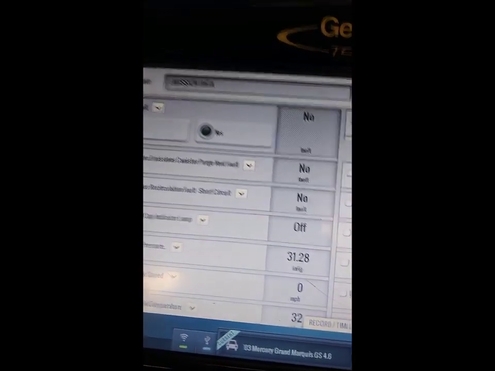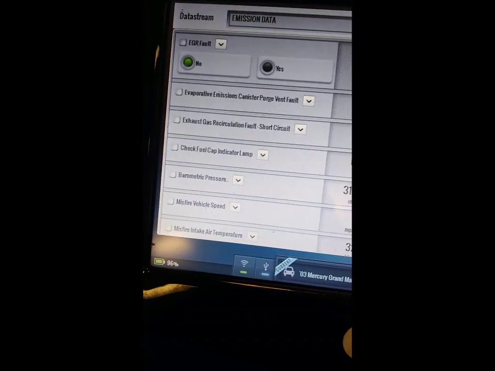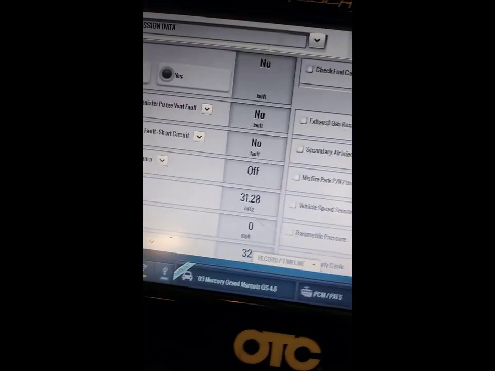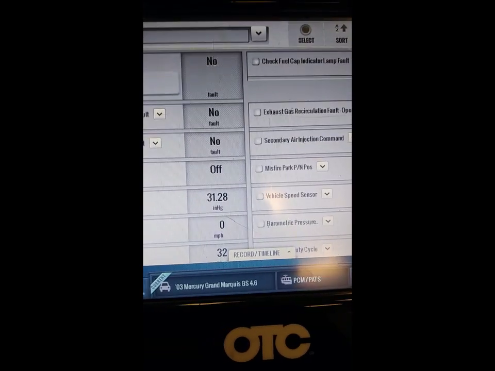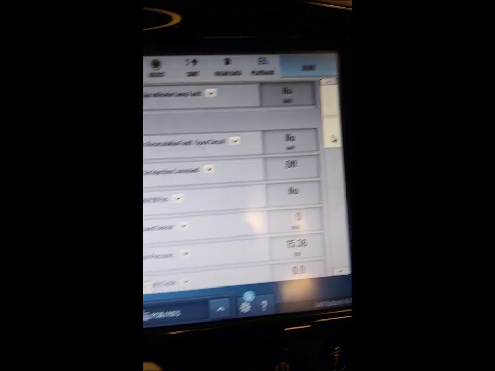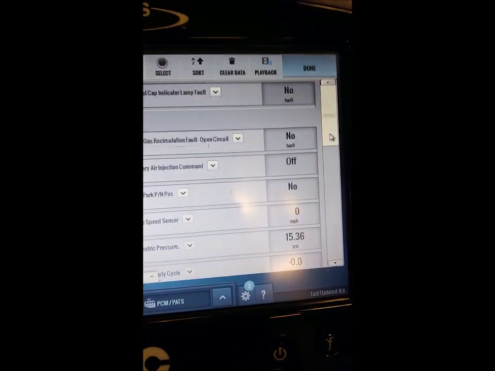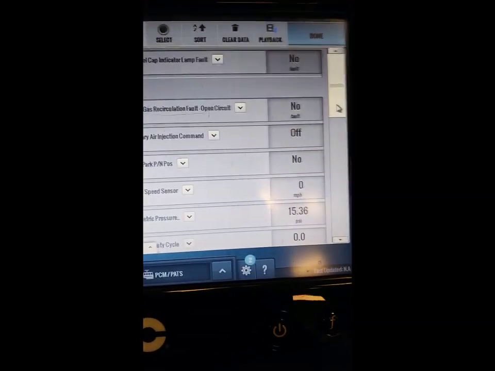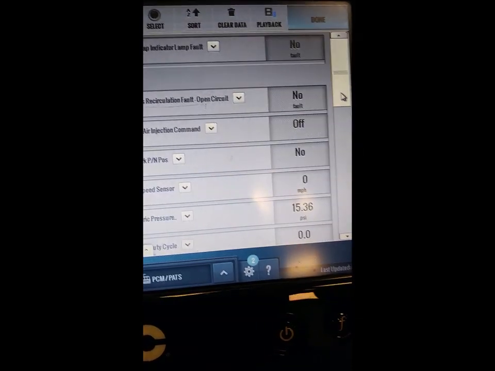Right here it says you can check the faults, as well as the evap canister purge and the purge vent. You can see if there's a fault in that, and of course there's no fault. And just like the EGR has no fault, there's also the fuel cap indicator lamp, and it tells you about the pressure and your misfires as well. Like I said, this is a really handy tool, and it helps a lot to find information for many vehicles.